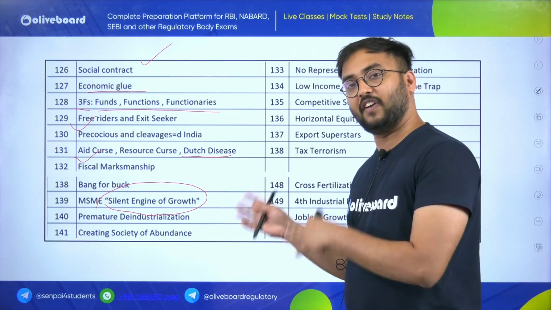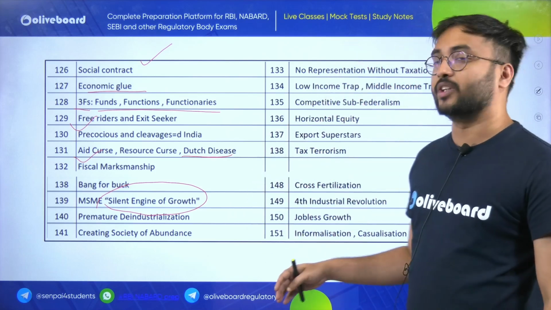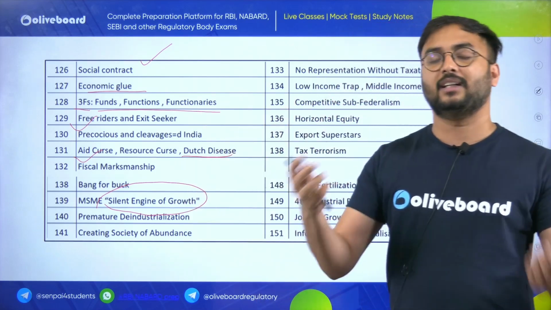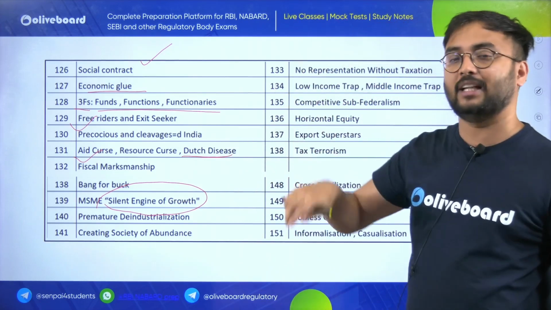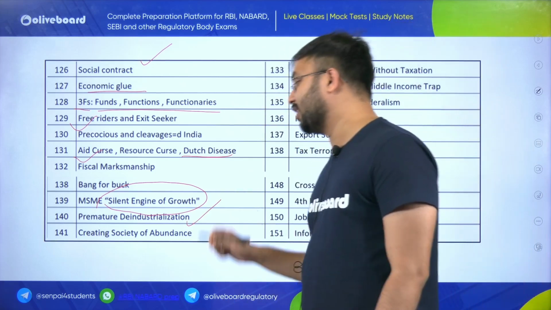Right now it would be very difficult for you, but just go through these words one by one, search them on the internet, understand them. Tomorrow when you write a random essay, these keywords will come to your mind and you will write them. Premature deindustrialization.